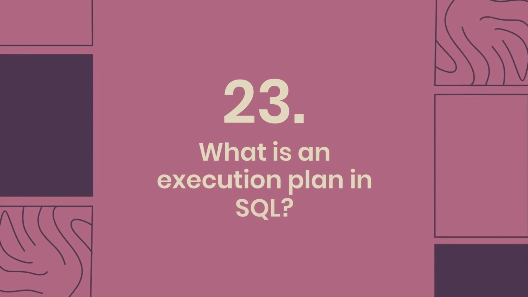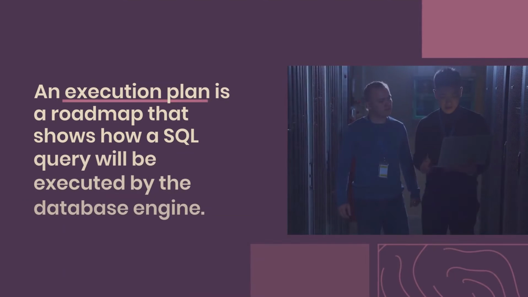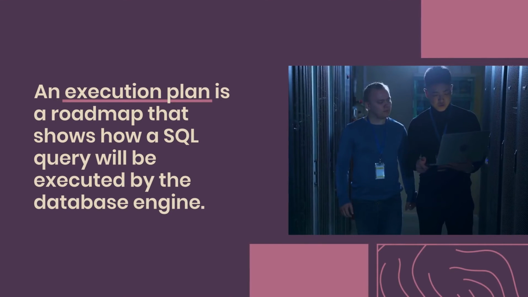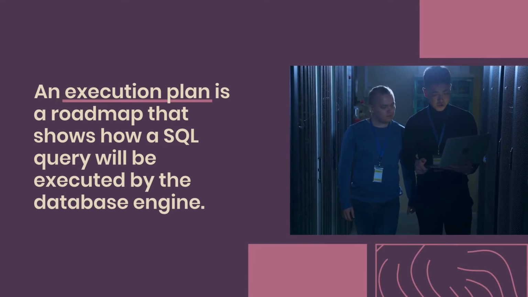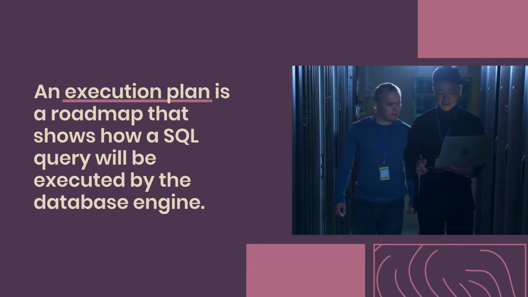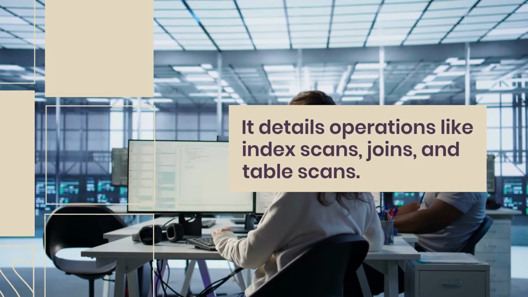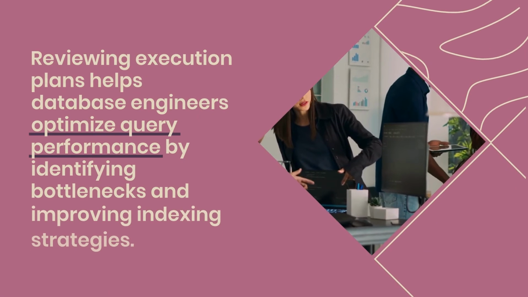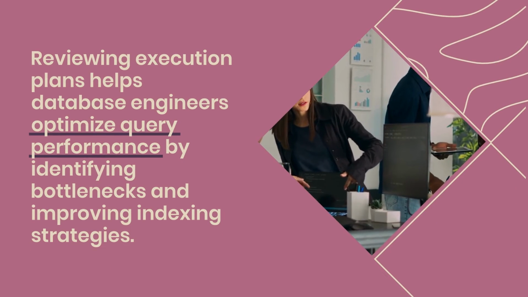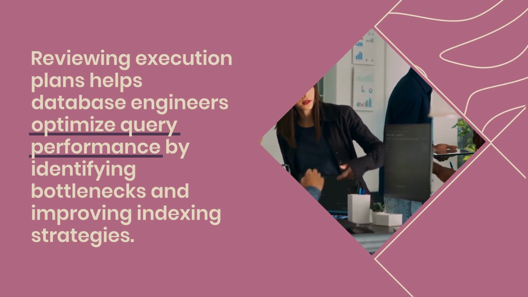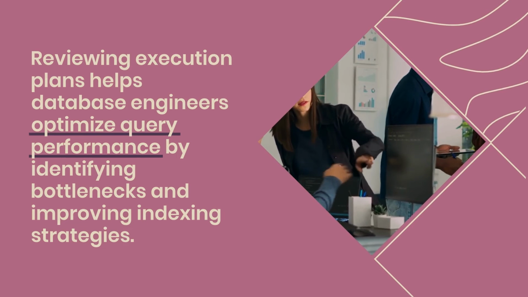23. What is an execution plan in SQL? An execution plan is a roadmap that shows how a SQL query will be executed by the database engine. It details operations like index scans, joins, and table scans. Reviewing execution plans helps database engineers optimize query performance by identifying bottlenecks and improving indexing strategies.